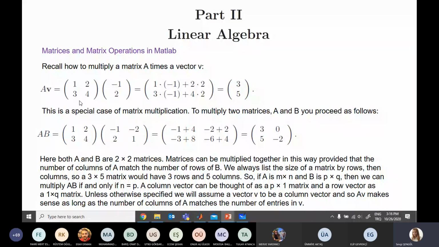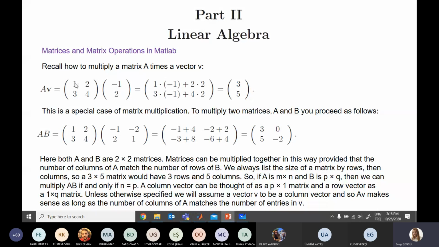So this is our matrix, 2 by 2. This is our vector, 2 by 1, which is a column vector. And to be able to multiply these, the sizes are important. Since this is 2 by 2 and this is 2 by 1, the number of columns in the first one should be equal to the number of rows of the second one. And since these are both 2, this can be multiplied.